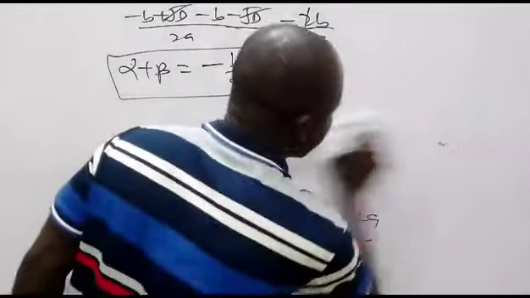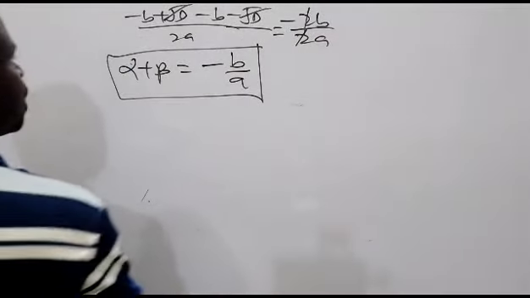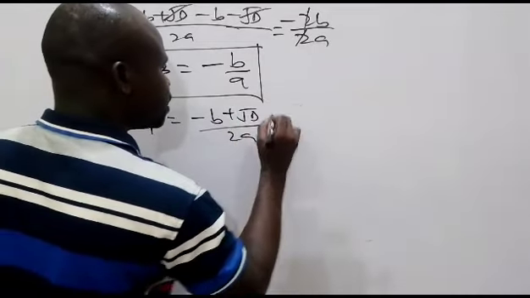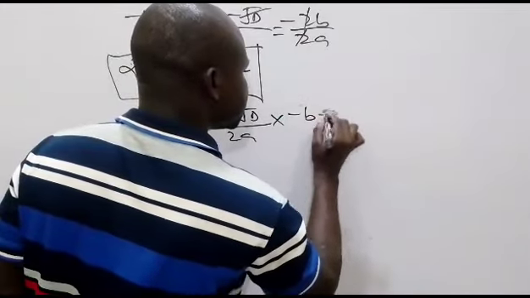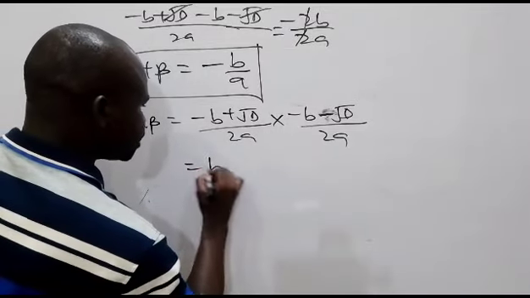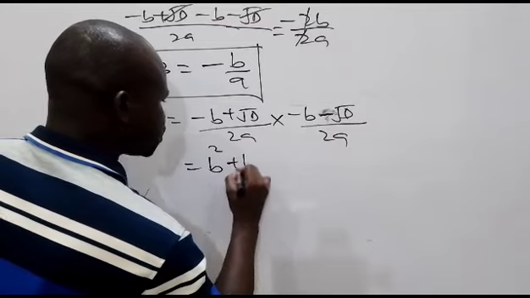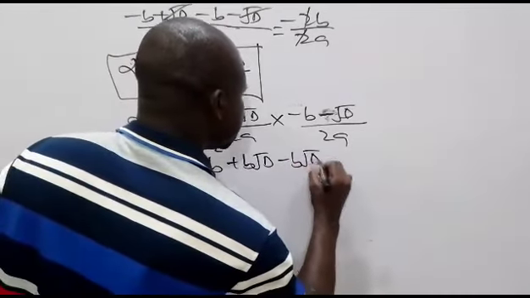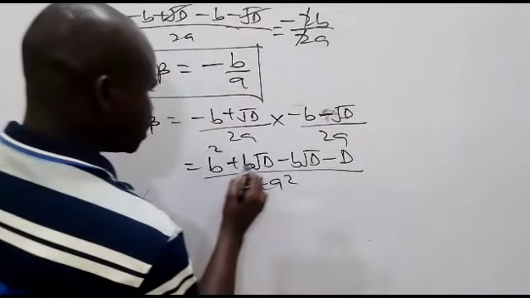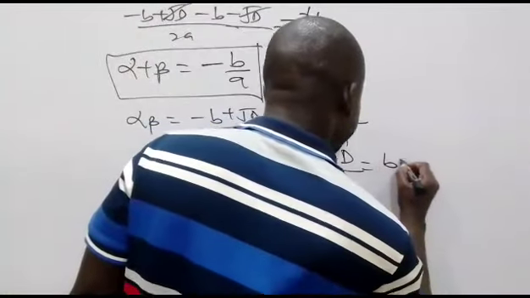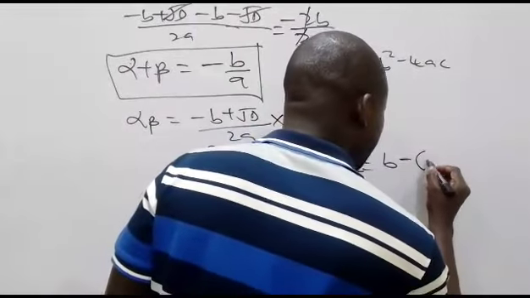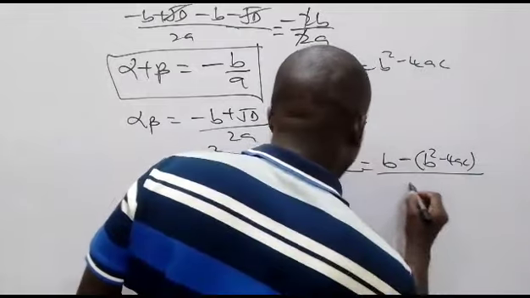Then if we know the sum of roots, we go ahead and find the formula for the product. The product, alpha beta, will be minus b plus root d all over 2a multiplied by minus b minus root d all over 2a. If you multiply this, we are going to get b squared plus b root d minus b root d. Then this will be minus d, because square root times square root. Then all over 4a squared. At the end of the day, we have b squared minus d, and d is given as b squared minus 4ac. That is the discriminant.